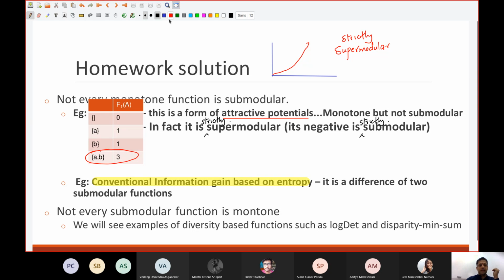The other way around as well, not every submodular function is monotone. So we'll see examples of diversity based functions, log det, disparity min, sum. I mean, any diversity based function you will see is not necessarily monotone. The more diverse the points, doesn't mean that the volume or spread is increasing. We see that. Okay, so got an idea?